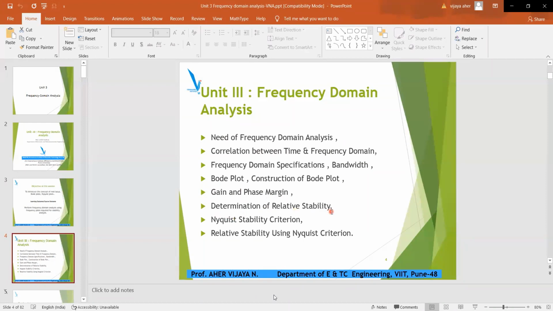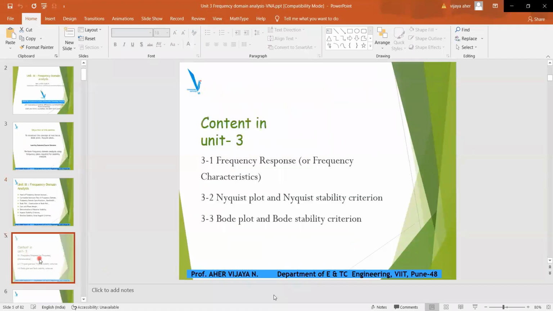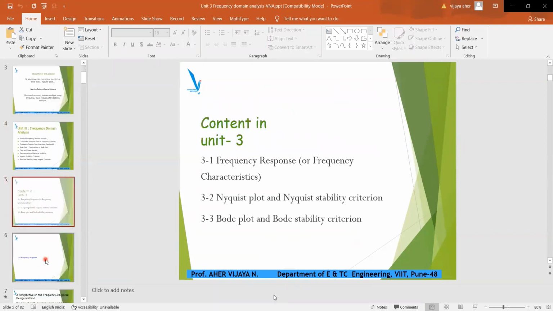Then determination of relative stability. The concept of stability is introduced over here in unit 3, but all the details related to stability you are going to study under unit 4. So here you are going to study determination of relative stability, then Nyquist plot, Nyquist stability criteria, then relative stability using Nyquist criteria. So up to this point, you are going to study stability under unit 3, and all details related to stability you are going to study under unit 4. So let us start with frequency response. These are the contents you are going to study. In short, I have given.